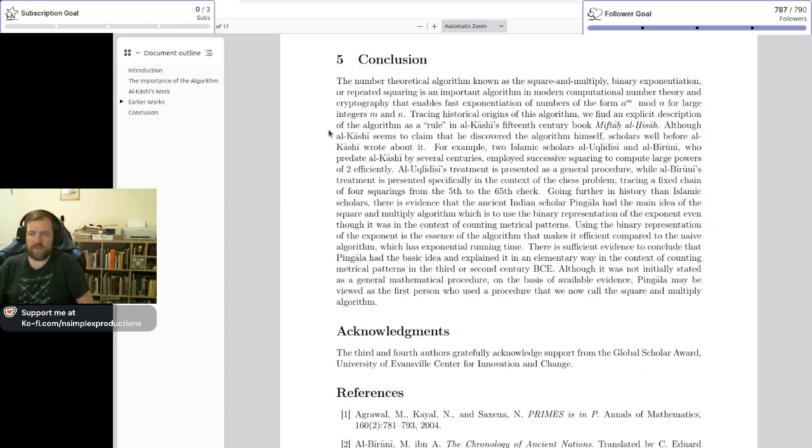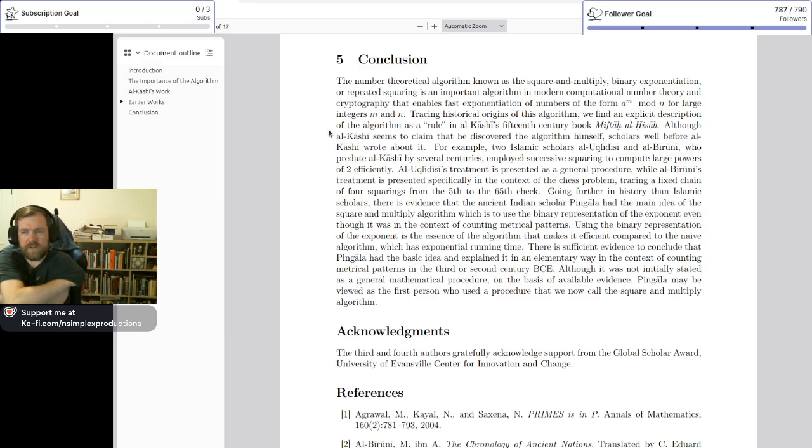Going further back in history than Islamic scholars, there is evidence that the ancient Indian scholar Pingala had the main idea of the square multiply algorithm, which is to use the binary representation of the exponent, even though it was in the context of counting metrical patterns. Using the binary representation of the exponent is the essence of the algorithm that makes it efficient compared to the naive algorithm, which has exponential running time.